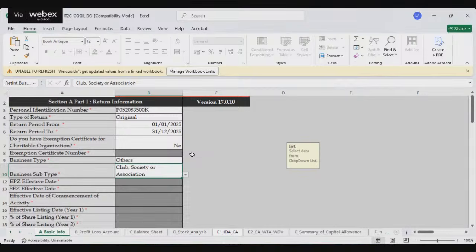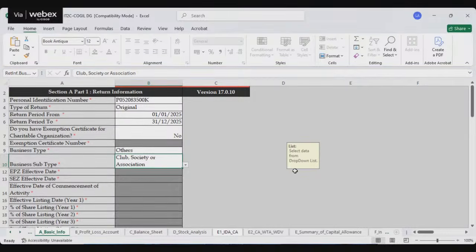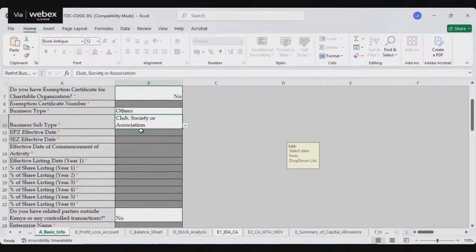Also, it will apply to that organization or CBO that has received certain incomes that, although they are income, do not fall under the definition of business. I gave two examples of those incomes: donation and also grants. So for a normal CBO or self-help group, the business type will be others, and they will be expected to have registered as a club or a society. So this is the way they will have been registered.